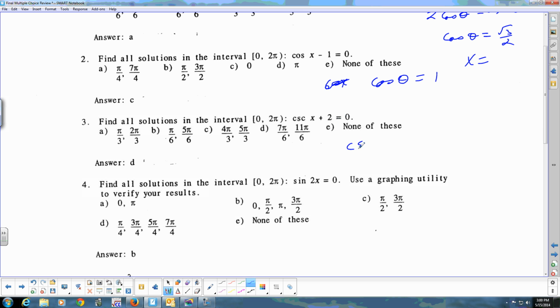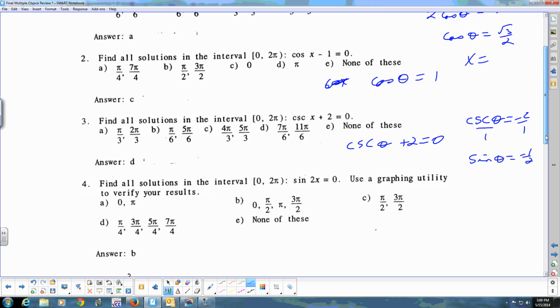Cosecant. Cosecant theta plus 2 is equal to 0. Bring the 2 over. Take the reciprocal of both sides. So that would be sine of theta is -1/2. Where's your y value? -1/2. There's 2 places it happens.